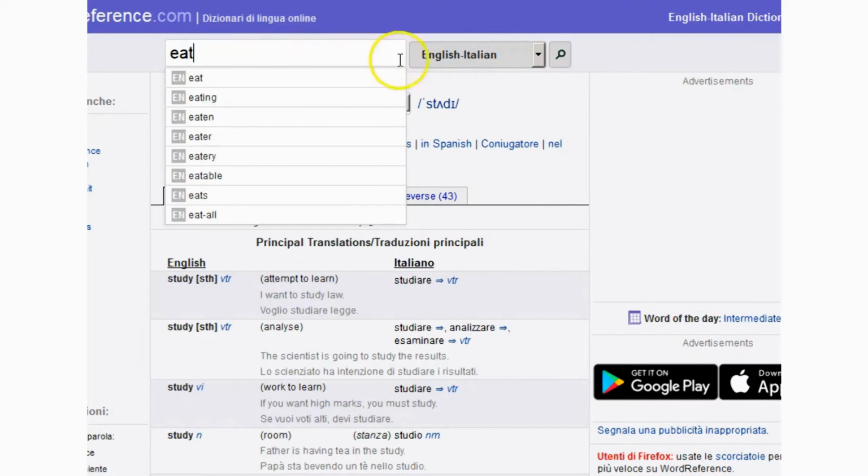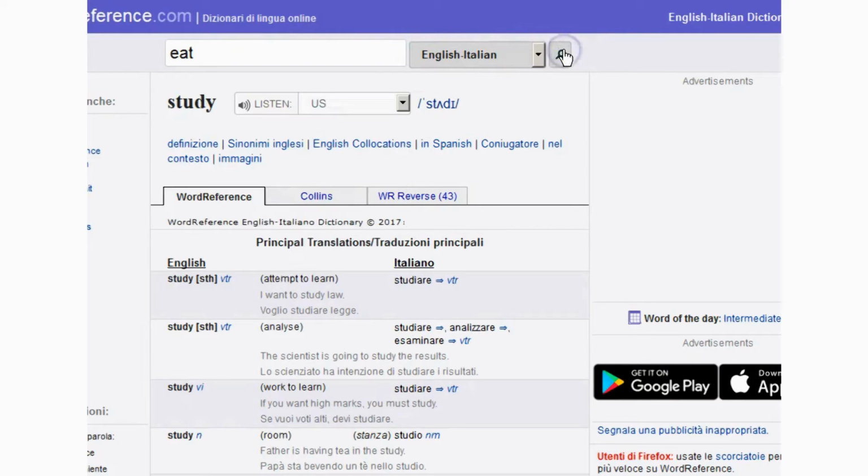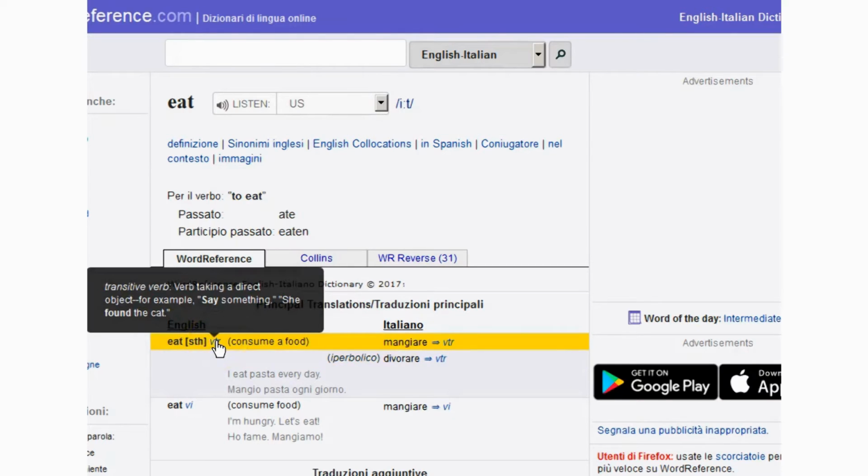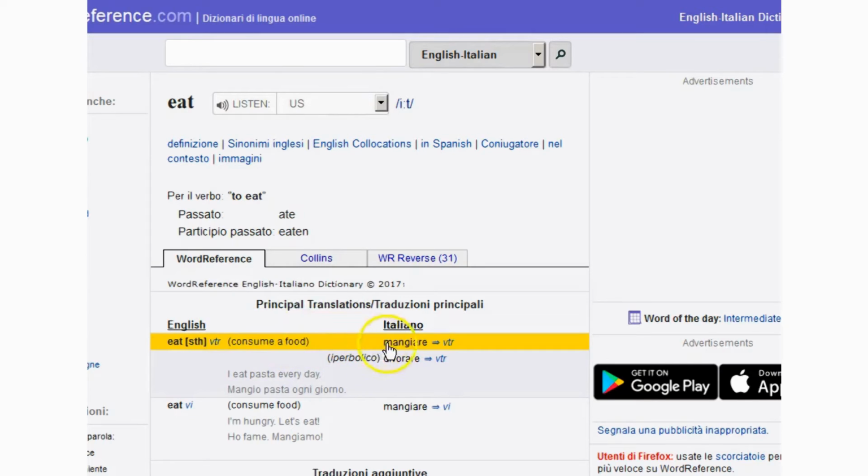And the translation is, well, you know how to say to study in Italiano. Let's look at another one. You know how to say eat. Again, translation. Again, it tells us it is a transitive verb. Keep it in mind. And the translation is, you know that, mangiare. Okay.